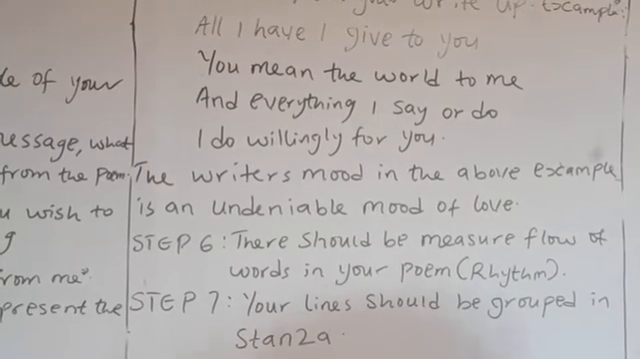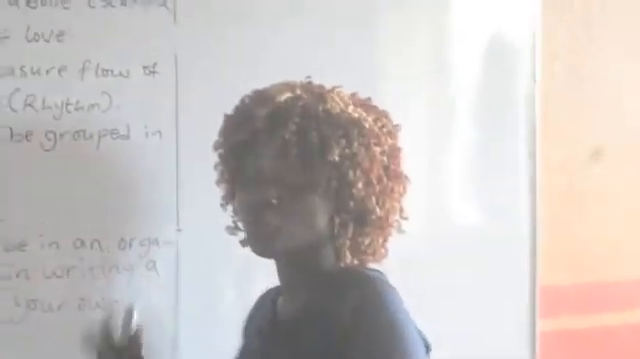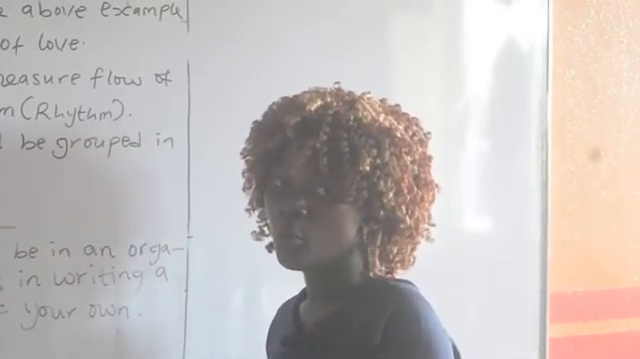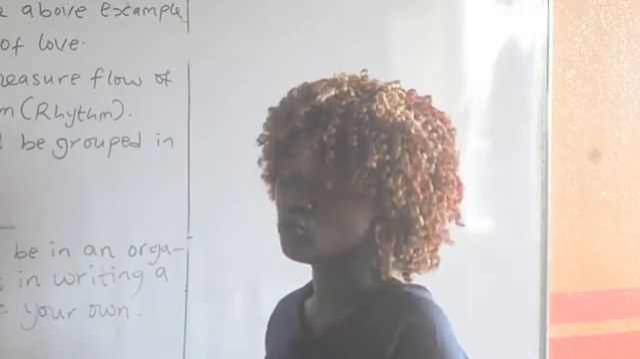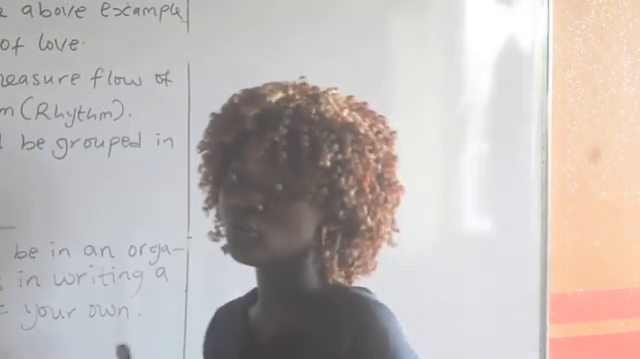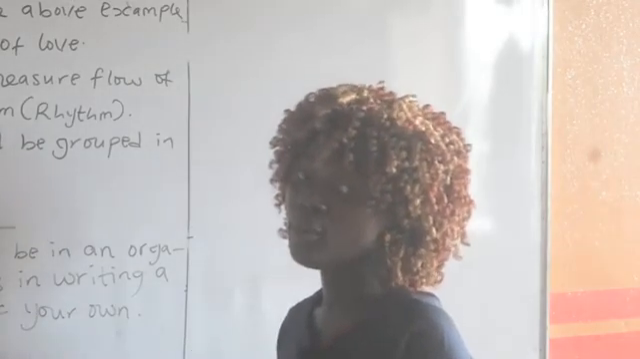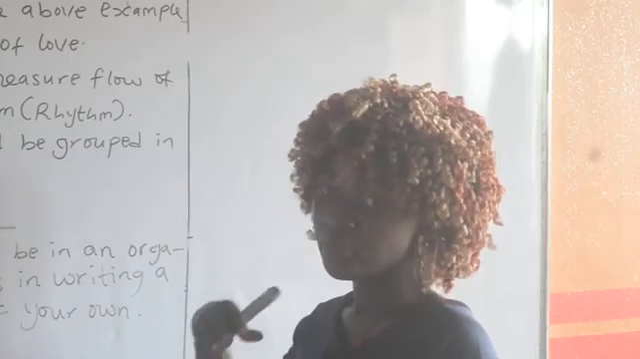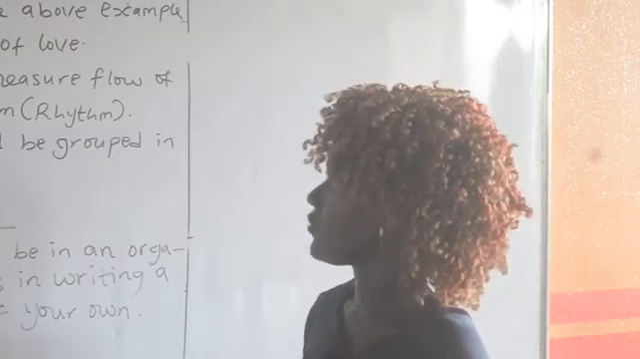For example, if you are writing a poem of 60 lines, you can decide to group it into stanzas 1, 2, 3, 4. But one thing that you should know is that your lines should be grouped in stanzas, because a poem is written in lines and stanzas, different from drama and the rest of it.